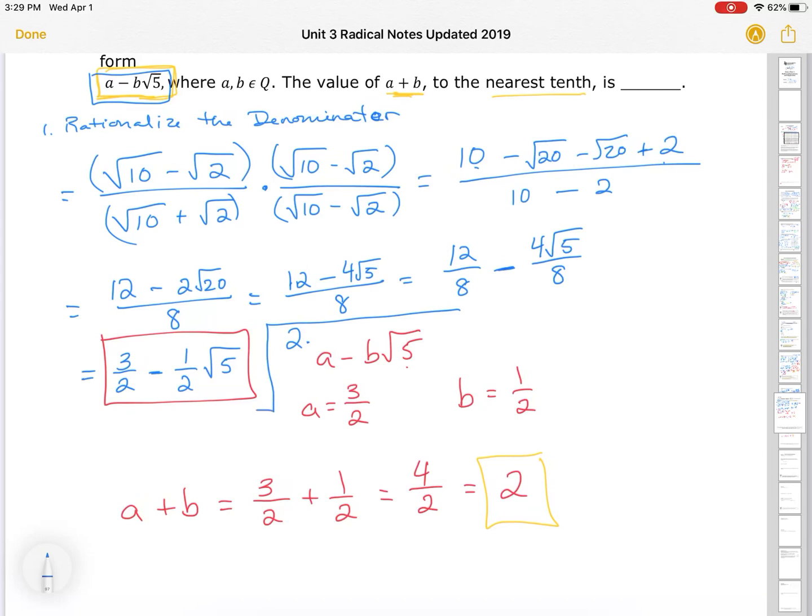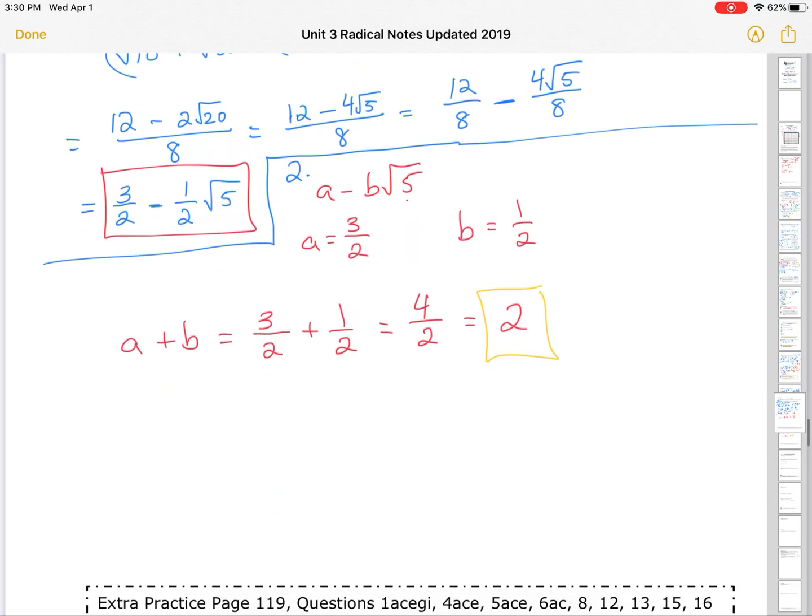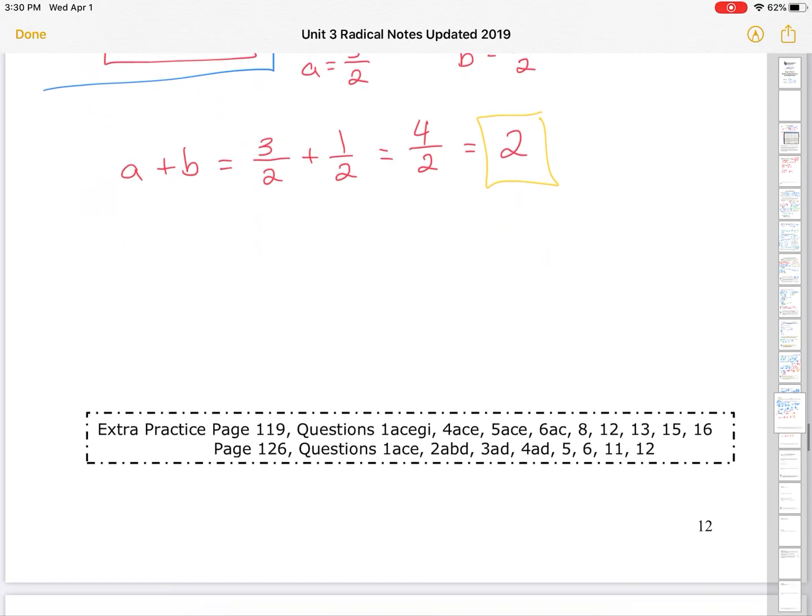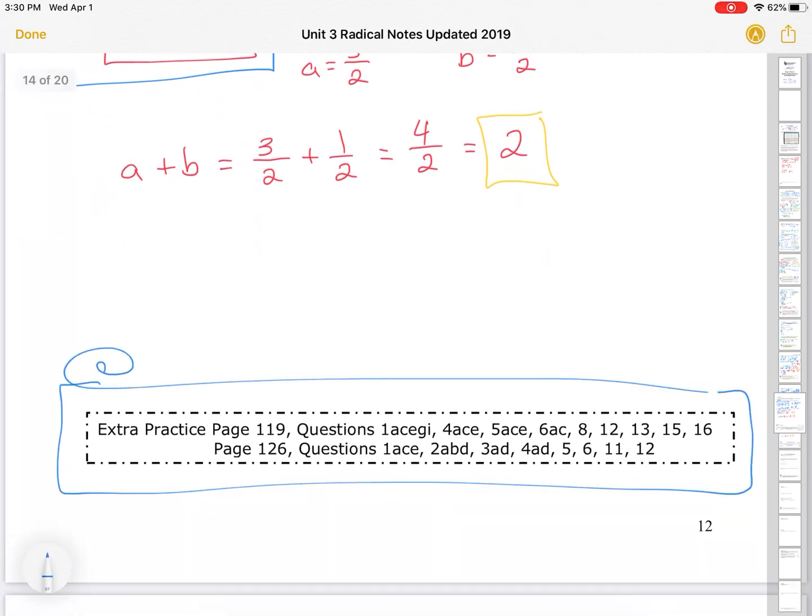So the first step is rationalizing. The second step is finding that form once we have it, and then finding the values for a and b so that we can answer the question. Okay, break it up into steps if you need to, because that's the best way to approach a problem.